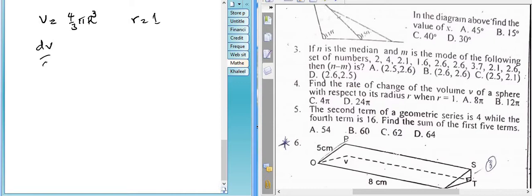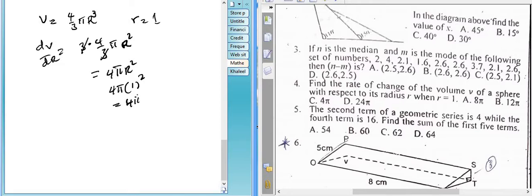So that's dV with respect to dr. The 3 comes to the front, that's 3 times 4/3 pi r squared. Then 3 cancels 3, and we have 4 pi r squared. Then r is given as 1, so we have 4 pi times 1 squared, which is equal to 4 pi. Therefore dV with respect to dr at r equal to 1 is going to give you 4 pi. So the answer is 4 pi. That's option C. Option C is the correct answer. So next question.